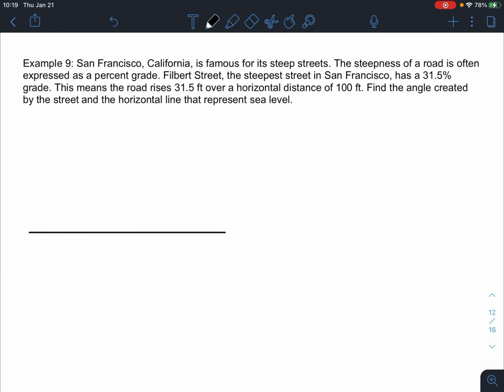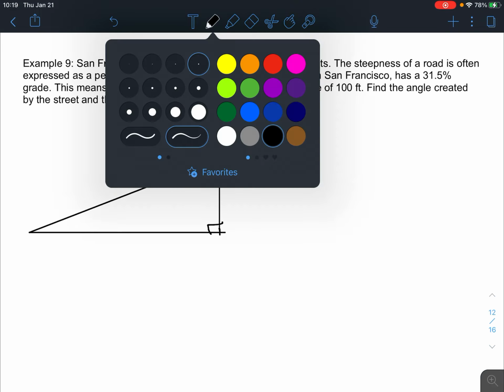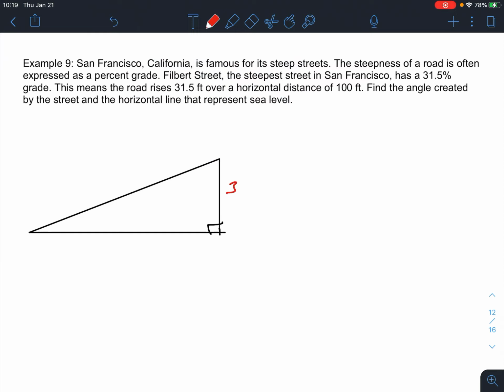Okay, here's my horizontal. And here's the street. And here's the rest of my right triangle. The grade means it has a 31.5 foot rise over a 100 foot horizontal, and we want to know the angle created by the street and the horizontal. So that x right there.